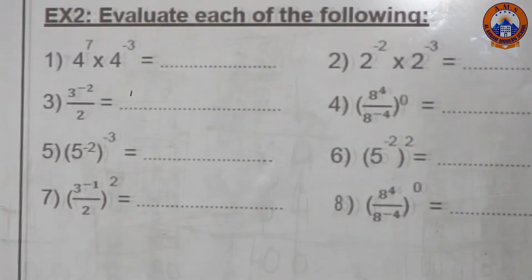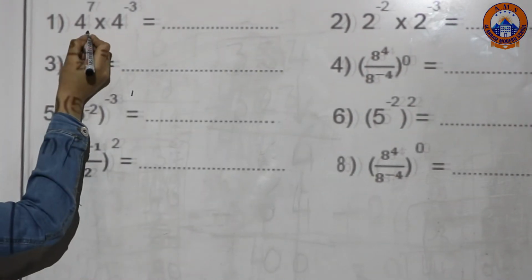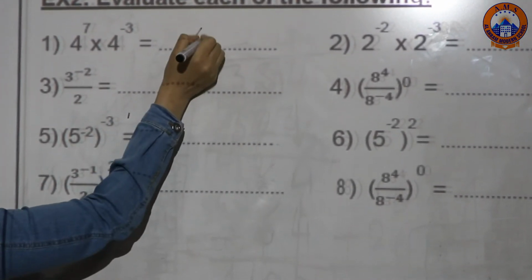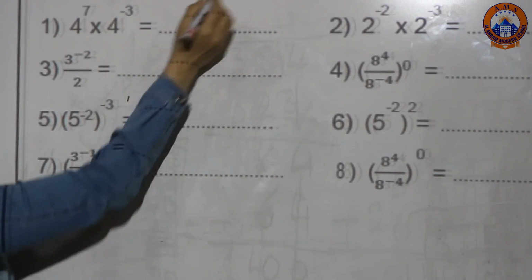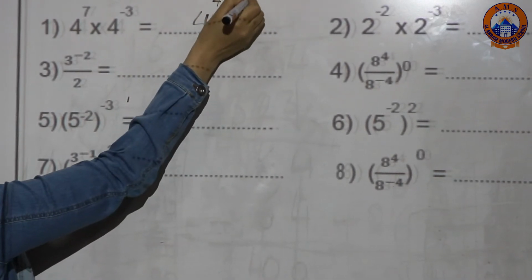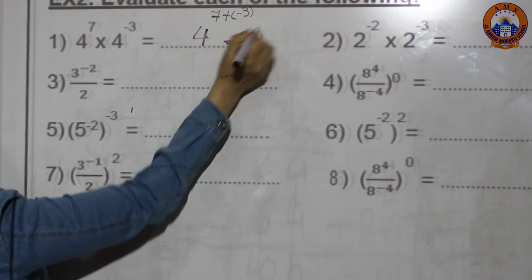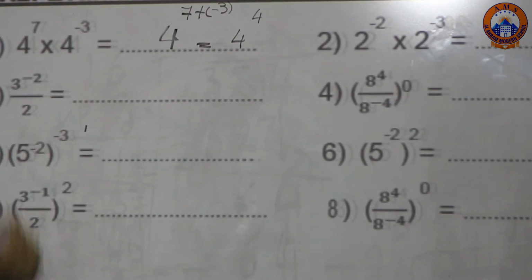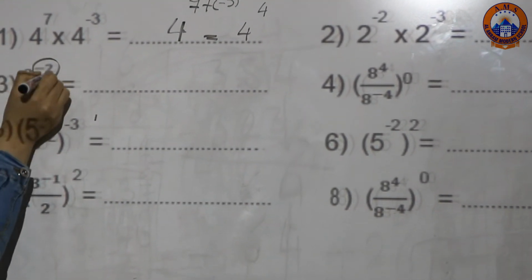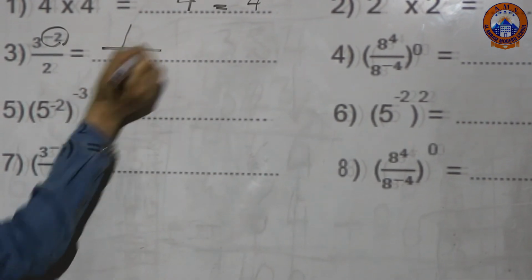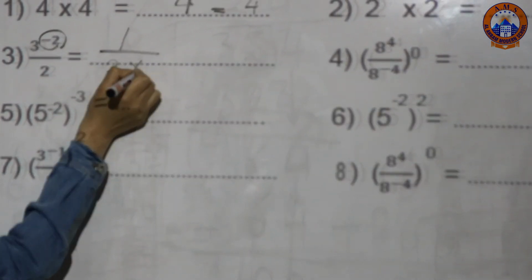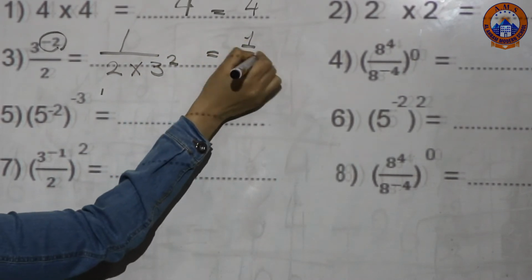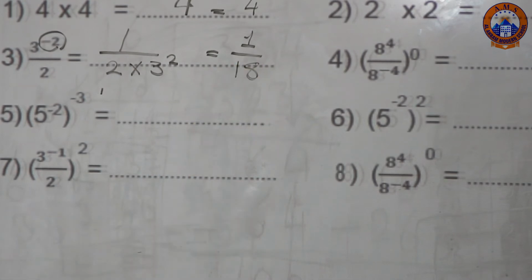Exercise number 2. 4 to the power 7 times 4 to the power negative 3. You have the same base, so you add the powers: 7 plus negative 3, and this will be 4 to the power 4. 3 to the power negative 2 over 2. You have to make the power positive, so put it down. You have 1 over 2 times 3 to the power 2, and this will be 1 over 18.